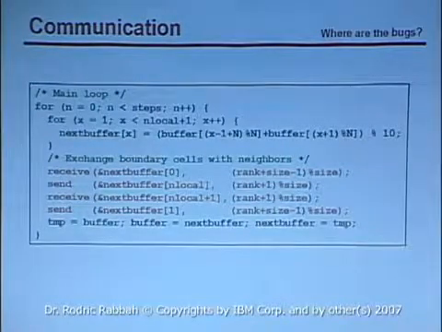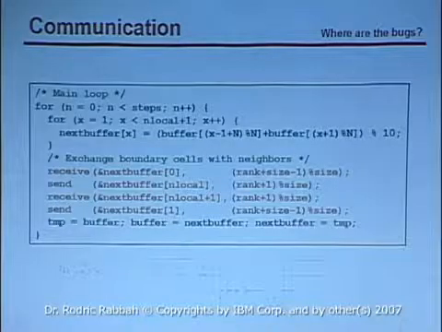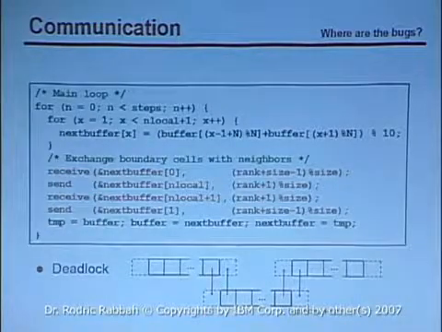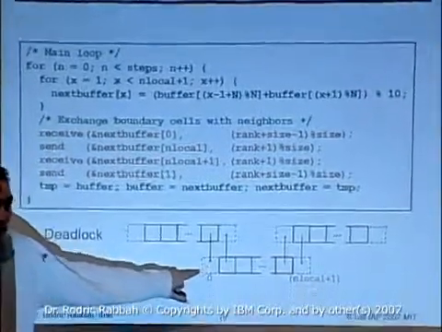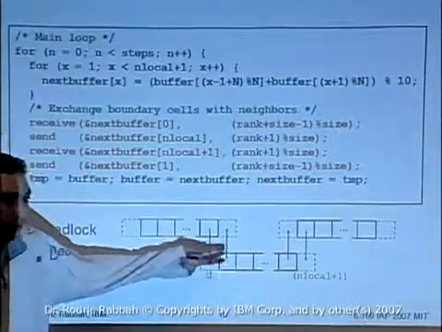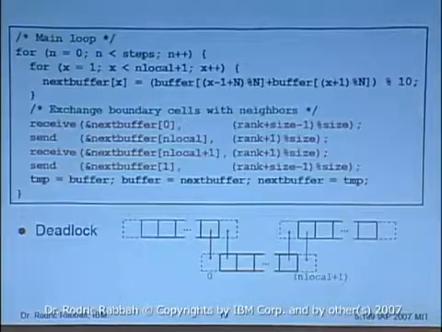Right. So this will deadlock, because this processor is trying to send here, and this processor is trying to send here, but neither is receiving yet, so neither makes progress. So how would you fix this?